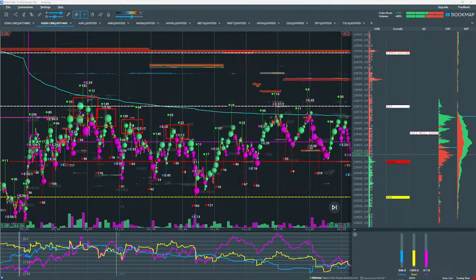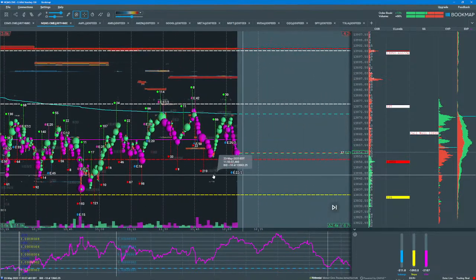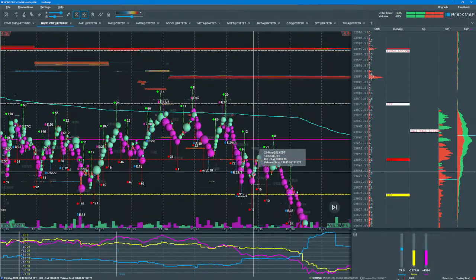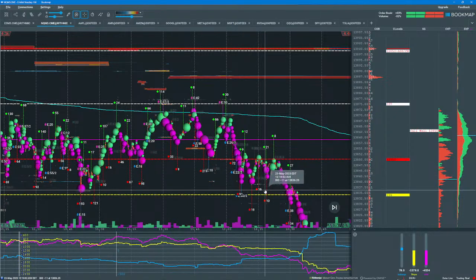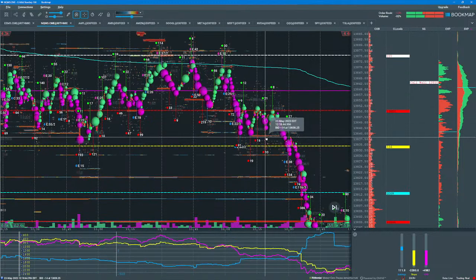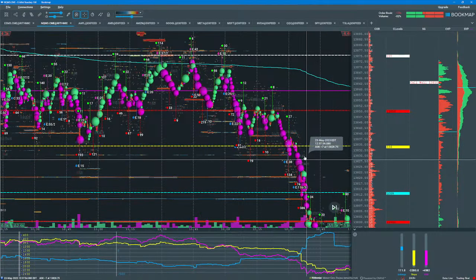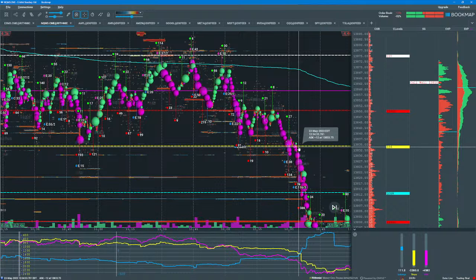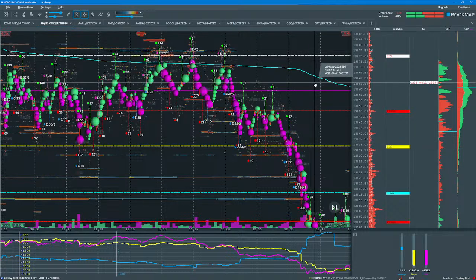And let's scroll over a little bit. Until finally breaking lower and breaking below that 336 level about 12:30. So that's the NASDAQ.